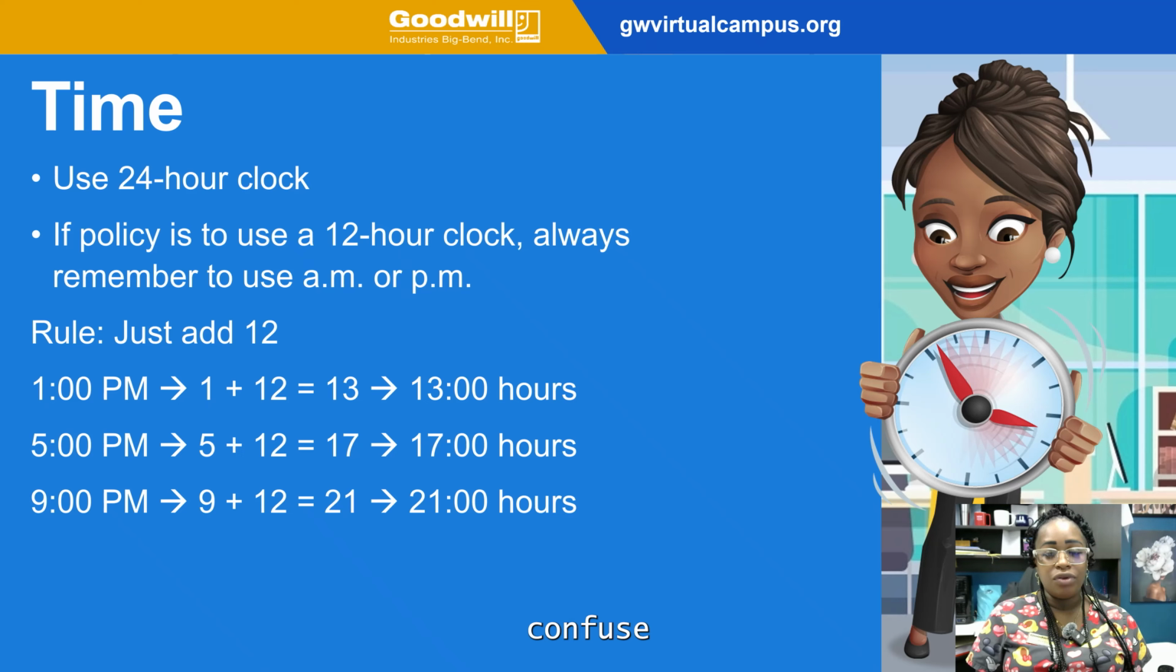We don't want to confuse 12 a.m. medication with 12 p.m. medication. So they go ahead and they use military time. This is just an example of how military time is used. We're going to add 12 after noon just to go ahead and add the hours up together.